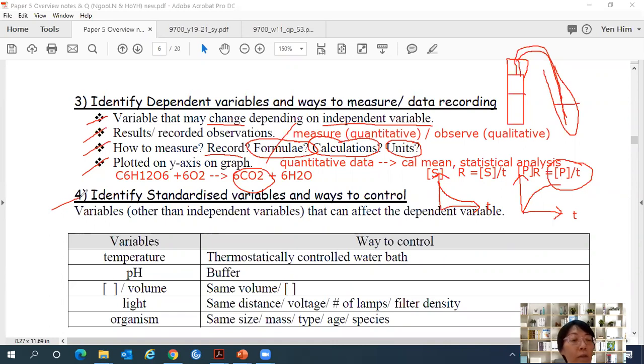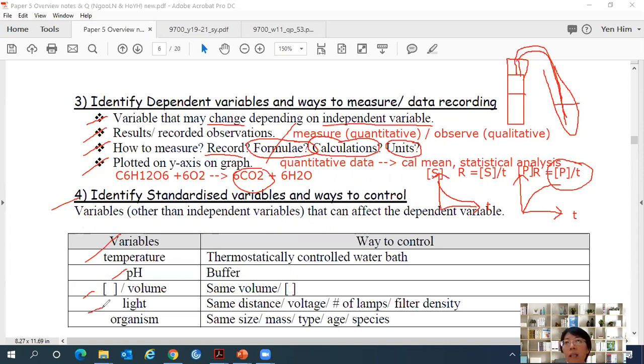Number 4, you need to identify the standardized variables and how you control them. In your plan you need to identify them, plus you must tell the person, this is the thing and this is how you need to control it, so that the person can take your plan and do it very well. So what are the things you may want to control? Temperature, use a thermostatically controlled water bath. pH, you can add buffer solution to keep a constant pH. For concentration or volume, you must control the concentration and volume.